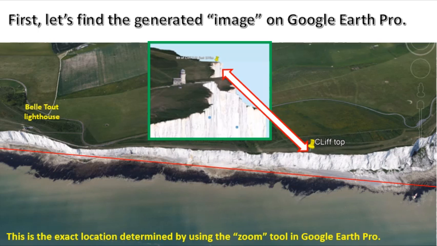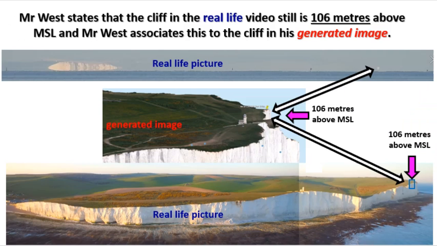First, let's find the generated image on Google Earth Pro. This is the exact location determined by using the zoom tool in Google Earth Pro. Mr. West states that the cliff in the real-life video still is 106 meters above mean sea level, and Mr. West associates this to the cliff in his generated image.